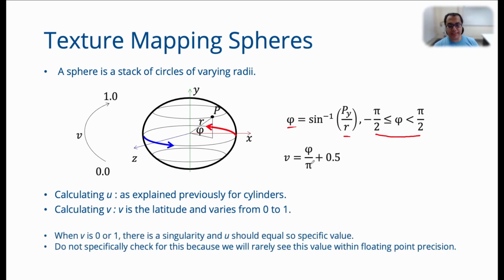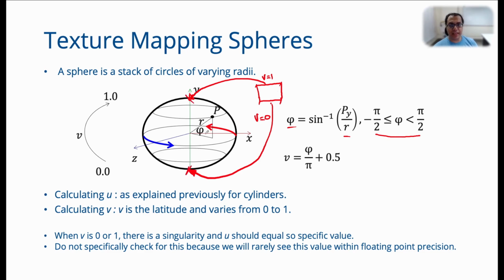You must notice that when V is 0 or 1, you get a singularity. And what is the singularity? The singularity is that you are mapping the surface of the sphere to a unit square. At V equal to 1, the entire top edge maps to the north pole of this sphere. For V equal to 0, the entire bottom edge maps to the south pole of this sphere. So this is what I mean by a singularity, that this entire edge is mapping to one point.